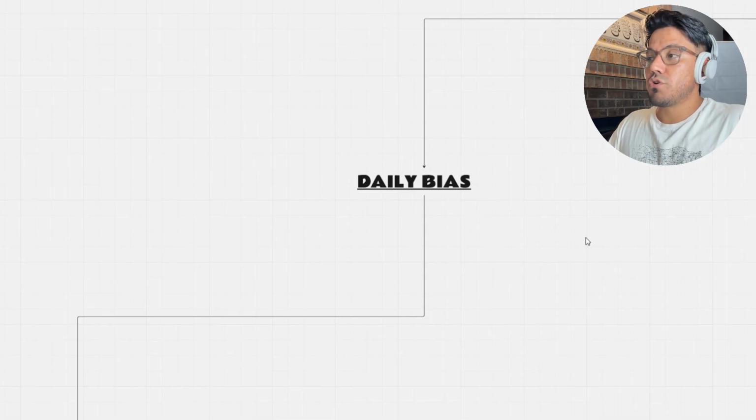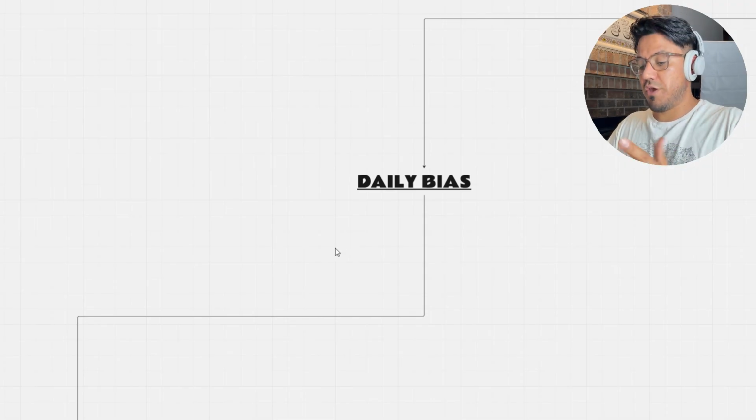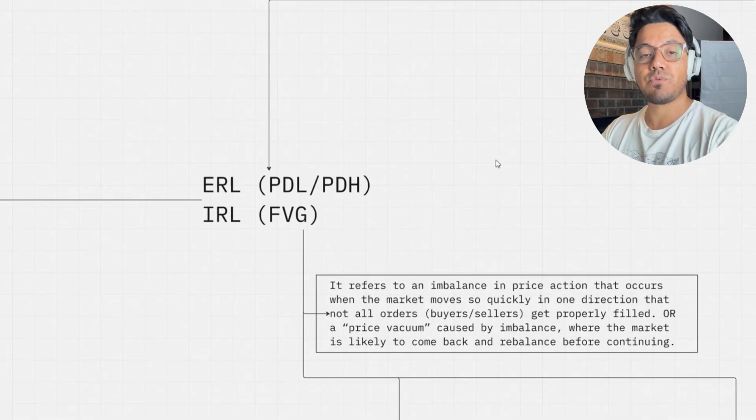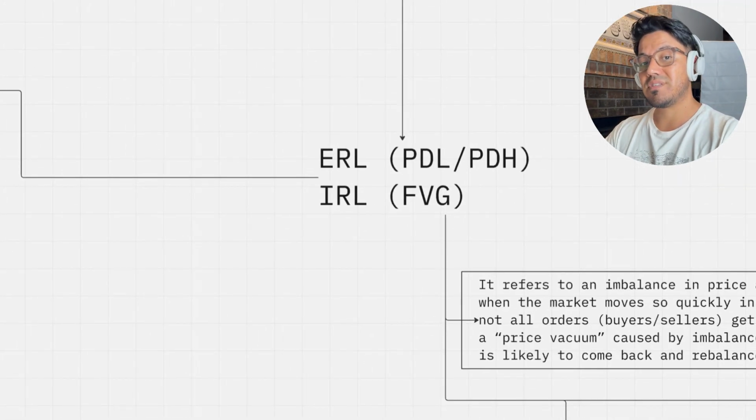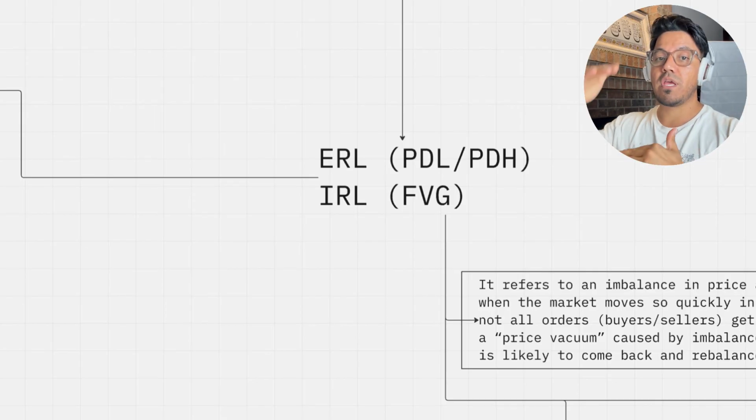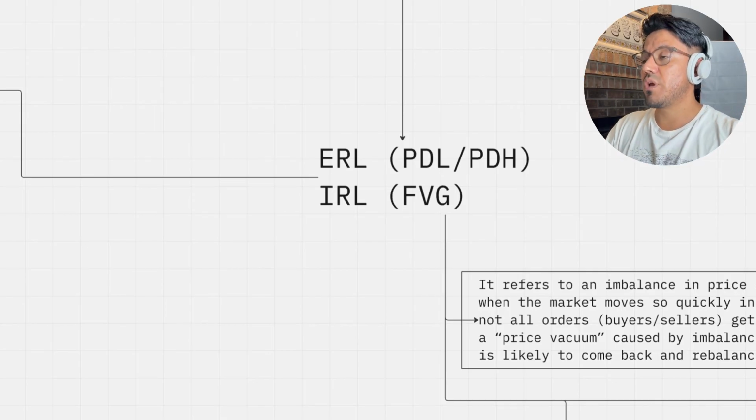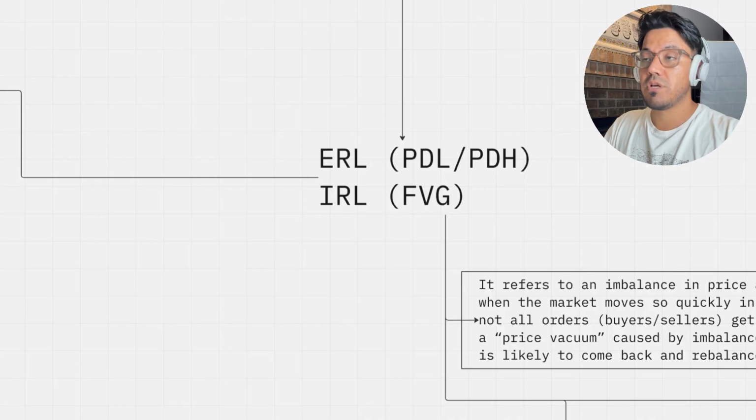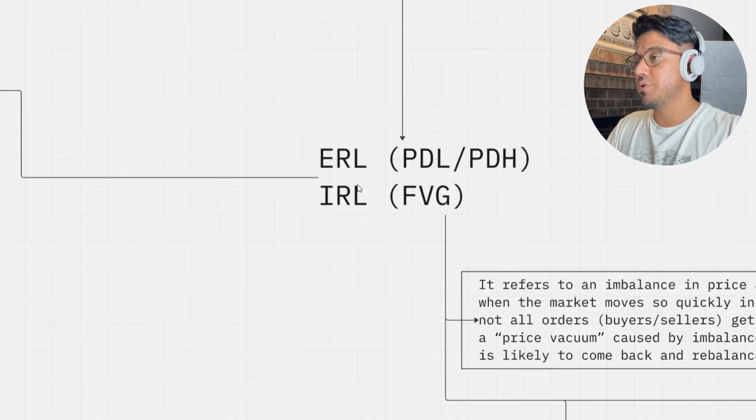Basically, there are 2 types of liquidity. If you want to know the trajectory of the market, you need to understand liquidity levels. We have external range liquidity and internal range liquidity. External range liquidity is also known as previous day low and previous day high, and internal range liquidity is also known as fair value gap. We're going to hop over each one of them separately with a few examples to clarify this concept.